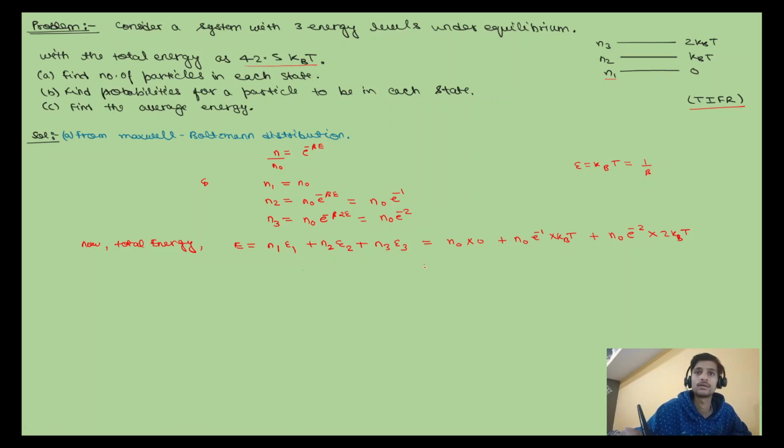Okay, so what will be the total energy? So the total energy in that case is N0 kBT. You can take common out from here, and then this will be e raised to power minus 1 plus 2 e raised to power minus 2. So that will be the total energy. Now it is given that its value is around 42.5 kBT.